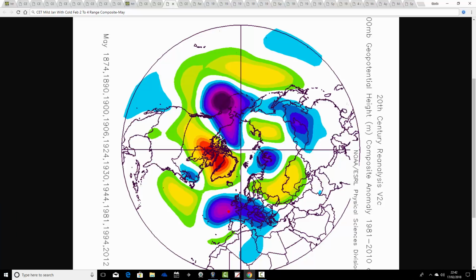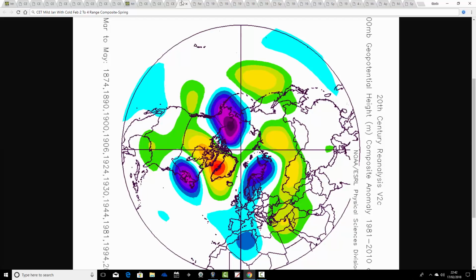The blocking signal is coming back with below average heights to our south and a strong blocking ridge up to the north. So we lose a blocking signal a little bit in April after a very blocked March, but then it comes back quite a lot as we get through into May.